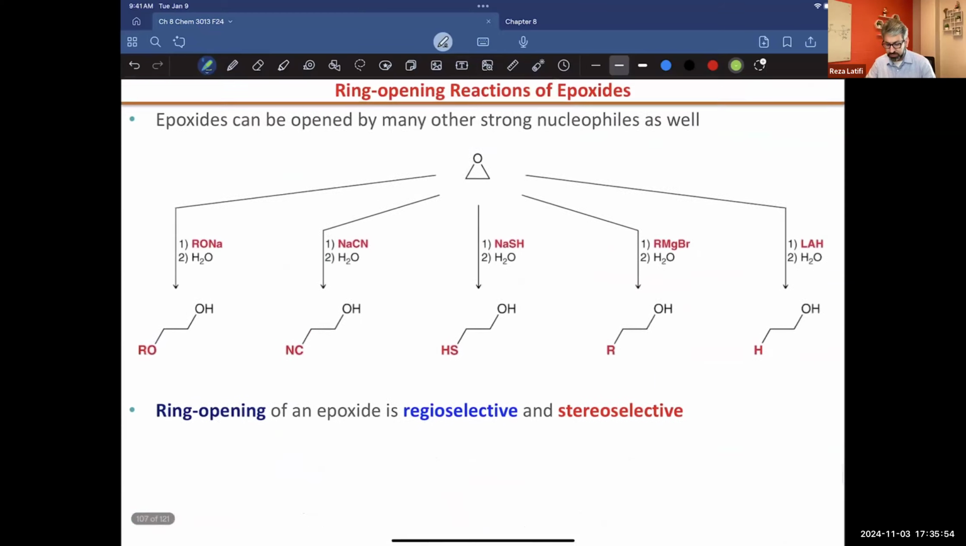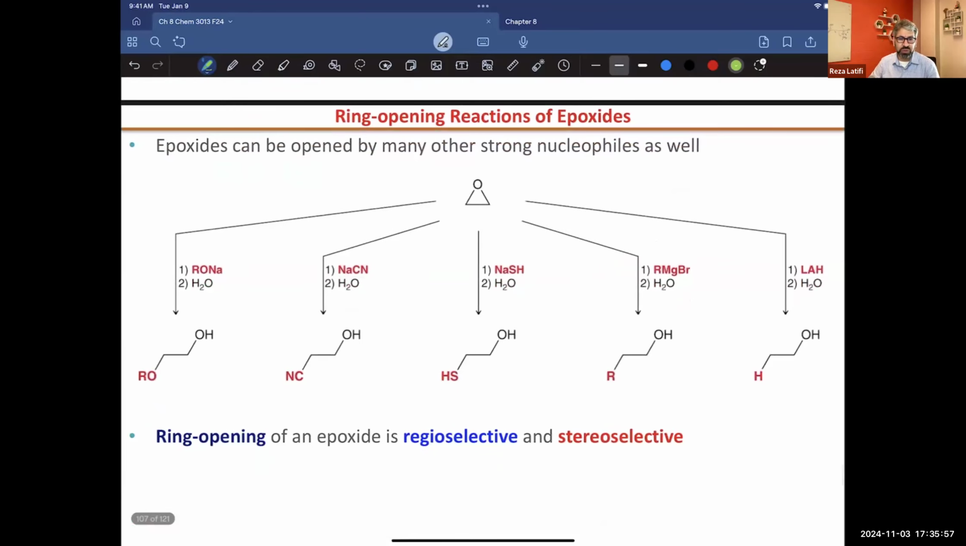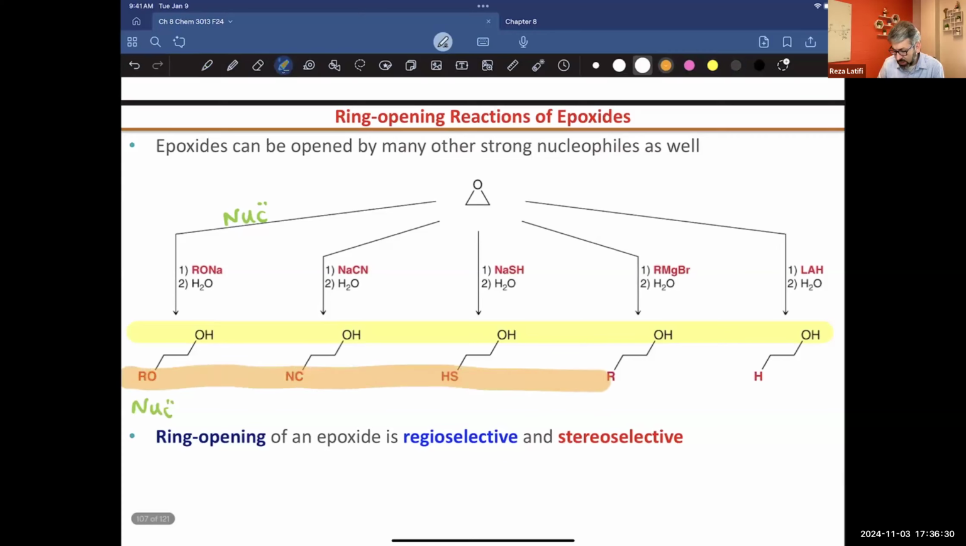Now, I said we can use different reagents, and it depends on what we are using. Always we get alcohol plus whatever the nucleophile is going to show up on the other side. So on one side we're going to have alcohol, no doubt about that one. It depends on our nucleophile. The nucleophile is going to show up here, and I'm going to highlight it with a different color. This is going to be the nucleophile.